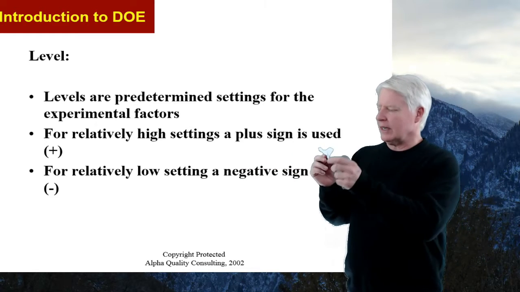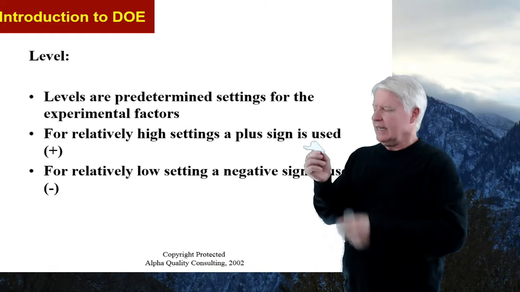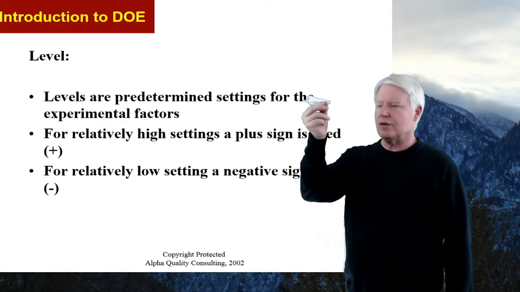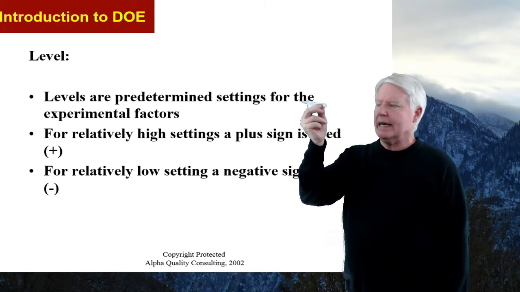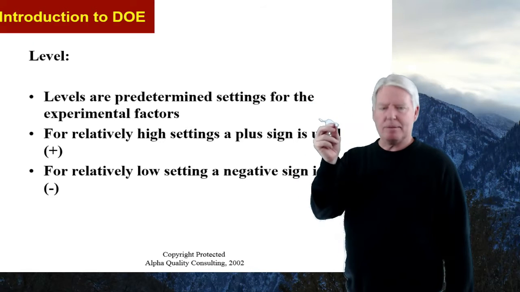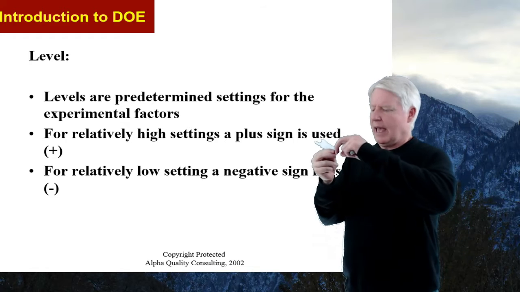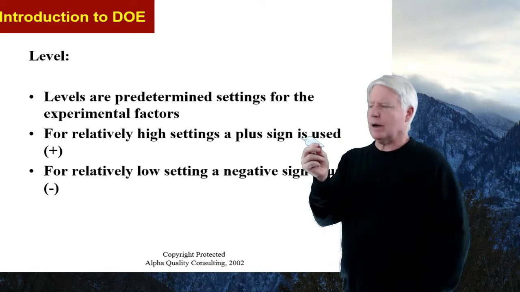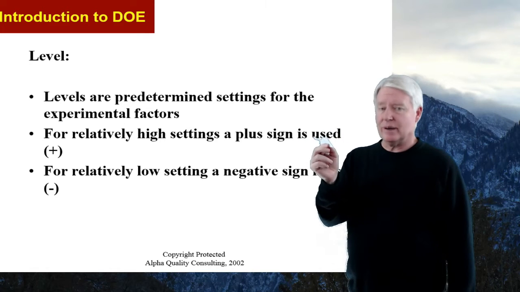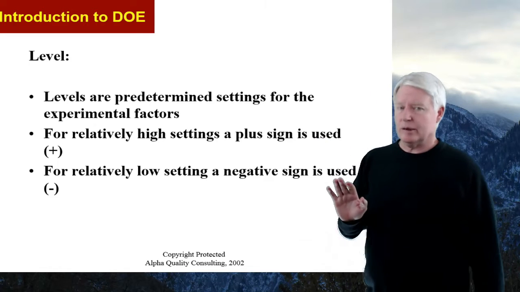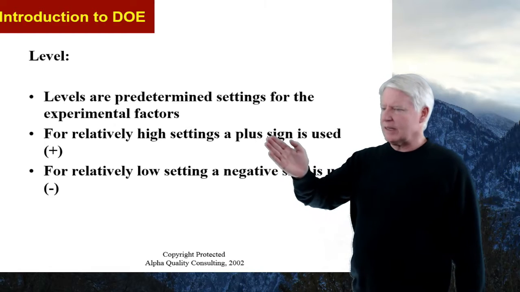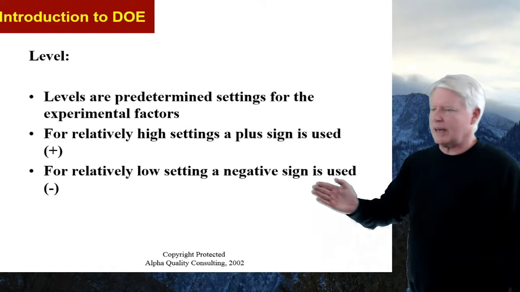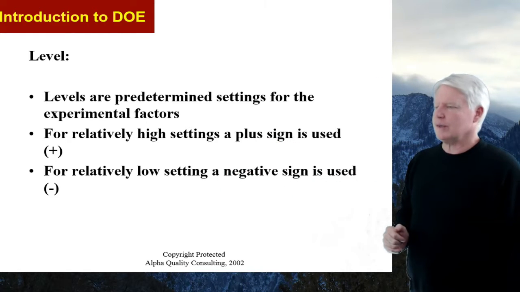So on my nose condition, since I think it's going to fly further when the nose is folded in, there's a blunt edge there, folded in, I'm going to call that my plus setting. And if I fold it out, I will call it my negative setting because I don't think it's going to go as far. I could be wrong, but that's my first thoughts. So for relatively high settings, a plus sign is used. For relatively low settings, a negative sign is used.